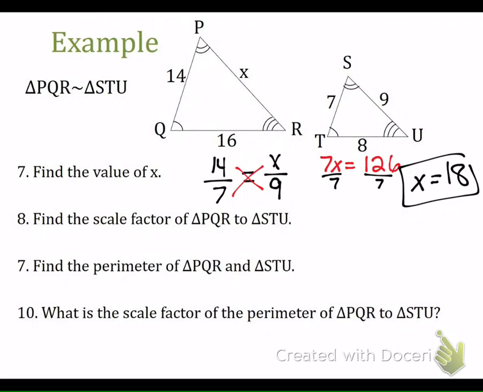Next, I want to find the scale factor of triangle PQR to triangle STU. All right, so scale factor is just the reduced ratio of the side lengths. Doesn't even matter which sides you pick. Pick one from one and one from the other. Make sure they're corresponding. So, which triangle needs to go first?